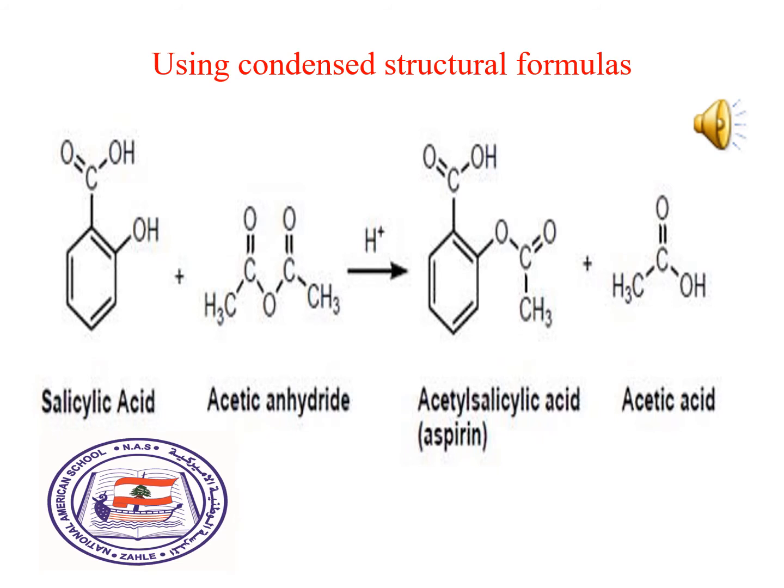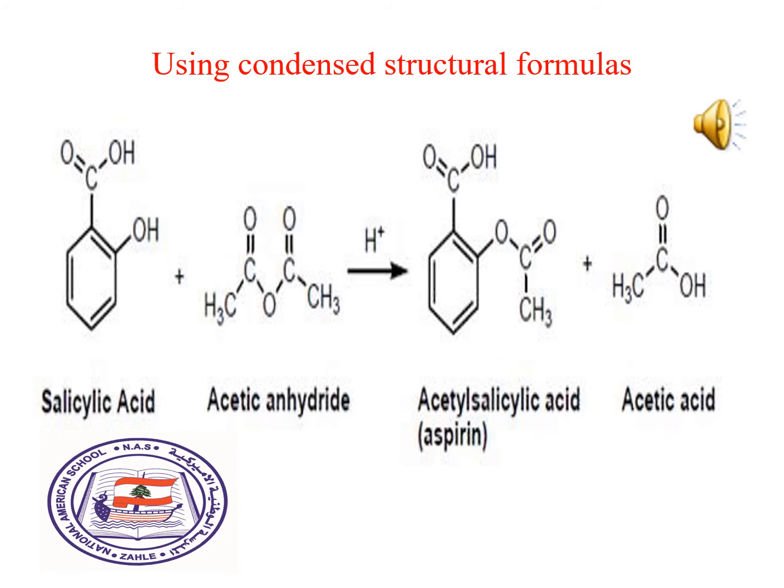This is the esterification reaction of aspirin using the condensed structural formulas. As you can see, the salicylic acid on the left is reacting with the acetic anhydride, producing the aspirin, which is acetyl salicylic acid, plus acetic acid, or ethanoic acid, as the byproduct.